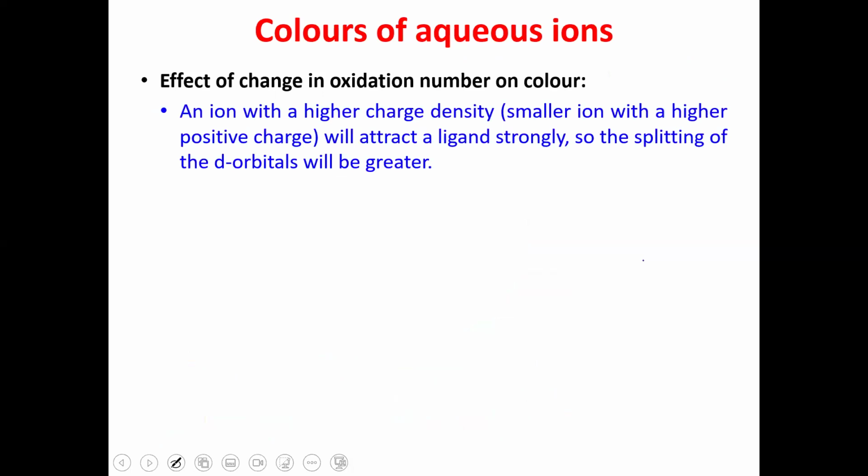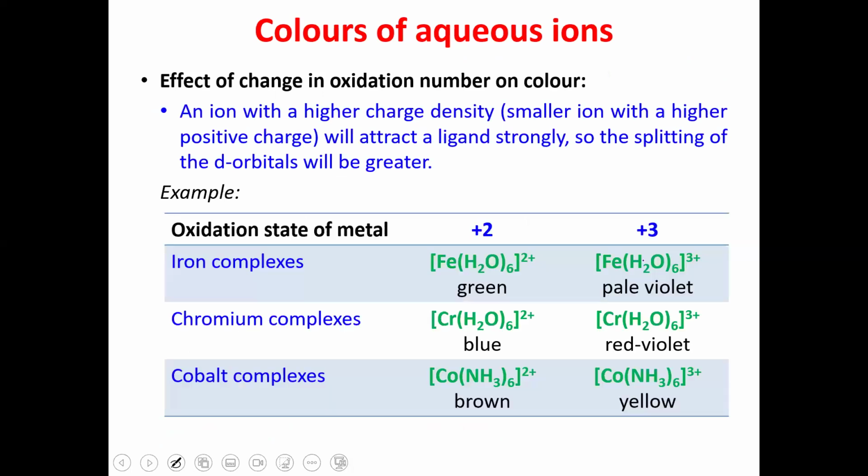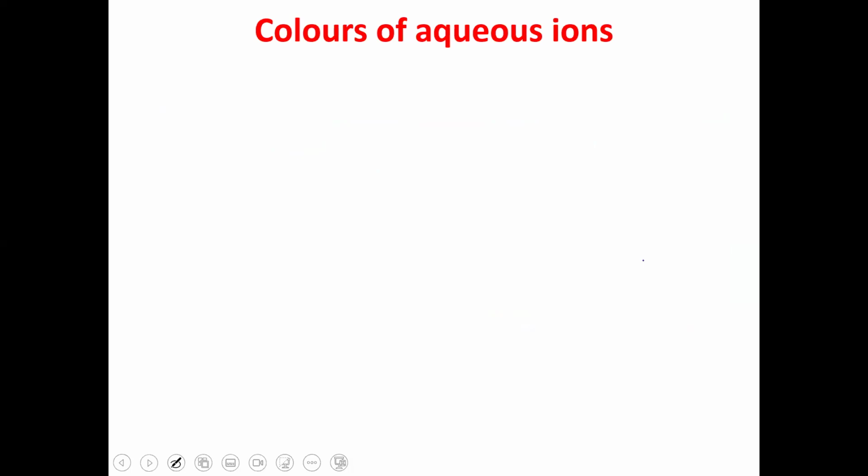Now, look at the concept of change in oxidation number on color. When the oxidation number changes, the color of the transition element changes. This is again a very helpful thing to remember. Iron complexes, when it is +2, are green; when it is +3, they are pale violet. Chromium complexes are blue and red violet. Color is something which should be memorized because there is no other technical way to derive it.